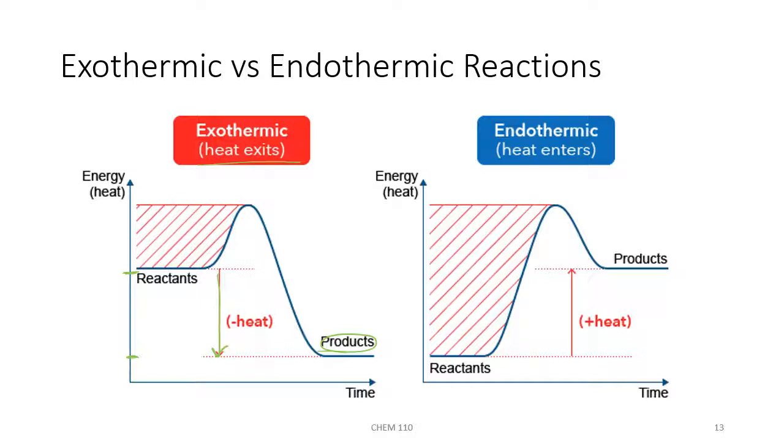In an endothermic reaction, the energy of our reactants is lower than the energy of our products. That means that our chemical reaction must absorb some energy to get going. Once again, the difference between the products and the reactants is how much energy must be absorbed.